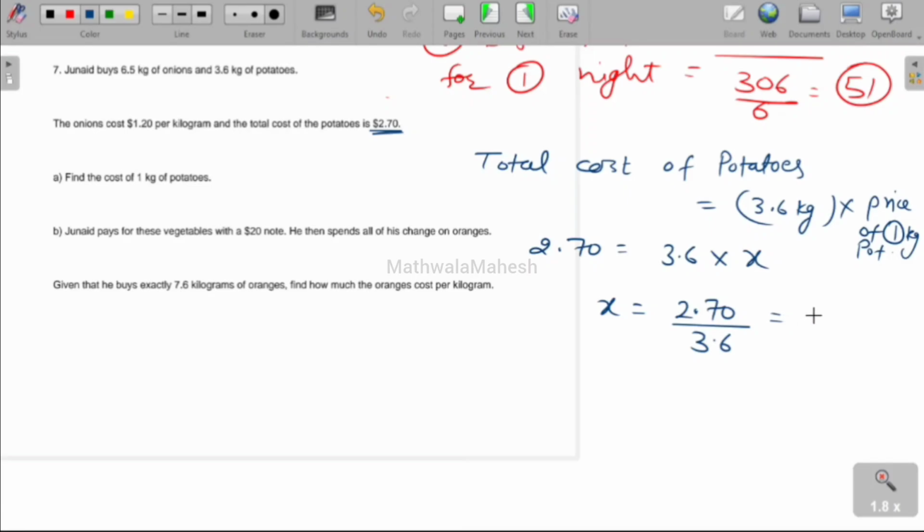So this is 2.7 upon 3.6. We can remove the decimal, and 27 upon 36, we can divide by 9, which is 3 upon 4, and this one is 0.75. So the cost of 1 kg of potato is $0.75.